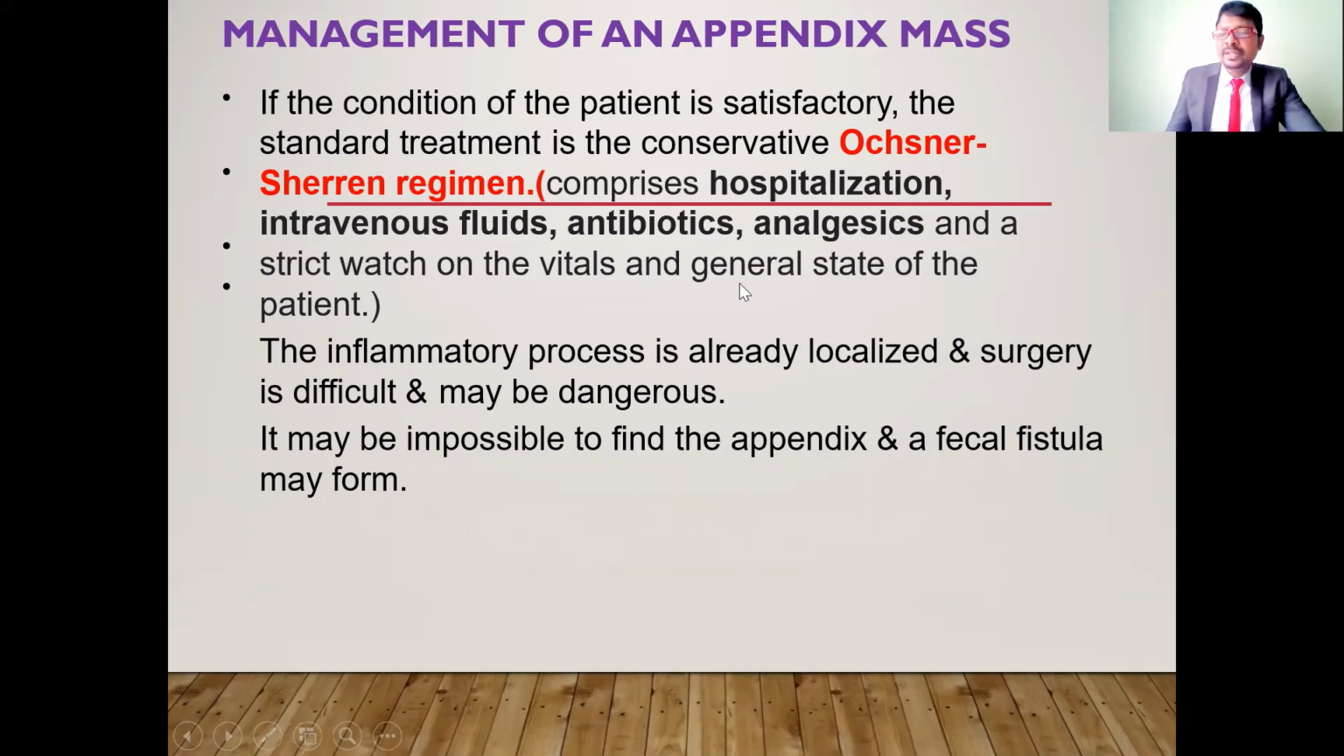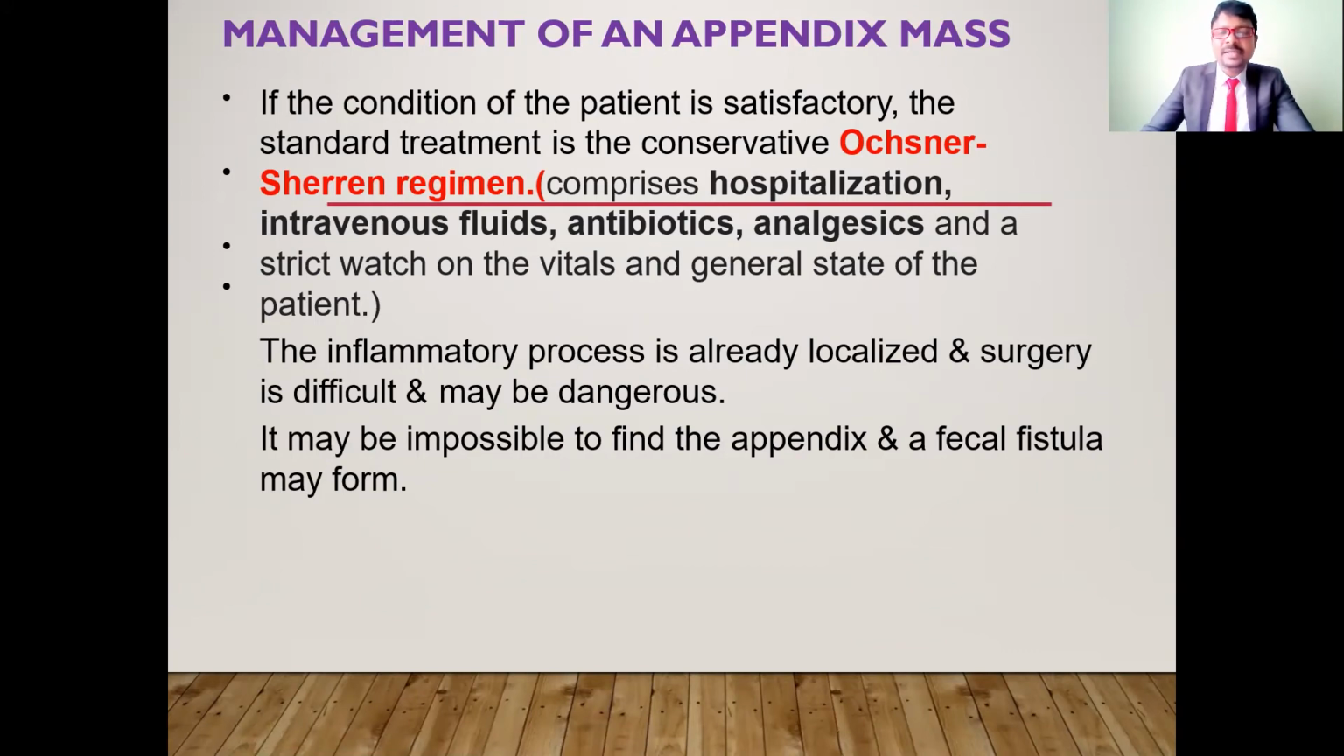So these are the main treatment plans if the patient is stabilized. This method is called the Ochsner-Sherren regimen. This regimen is used in cases where the patient is stabilized and there are no serious complications. Along with this regimen, we have to keep a strict watch on the vitals and the general state of the patient. We have to check the vital signs, which are heart rate, pulse rate, respiratory rate, and also blood pressure. That means we have to monitor.